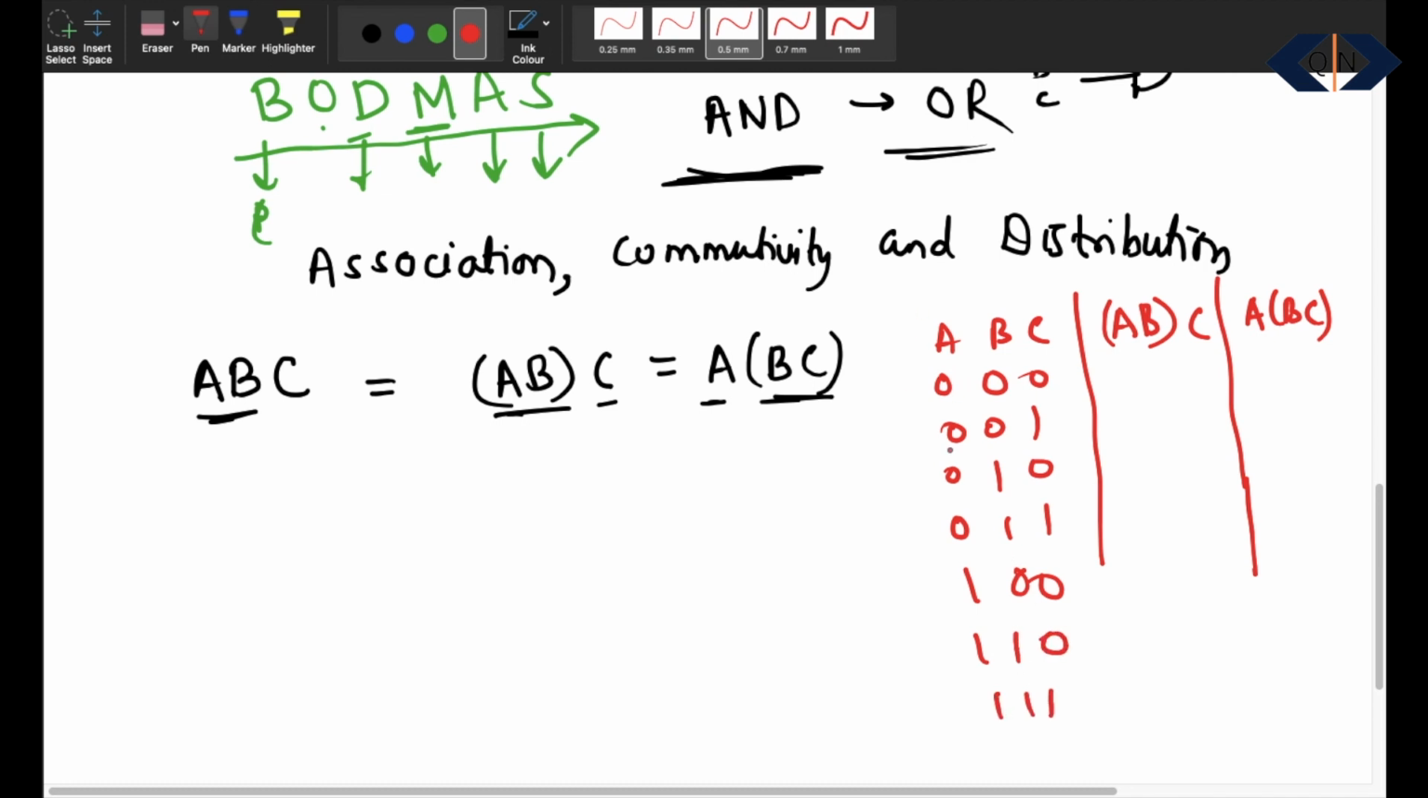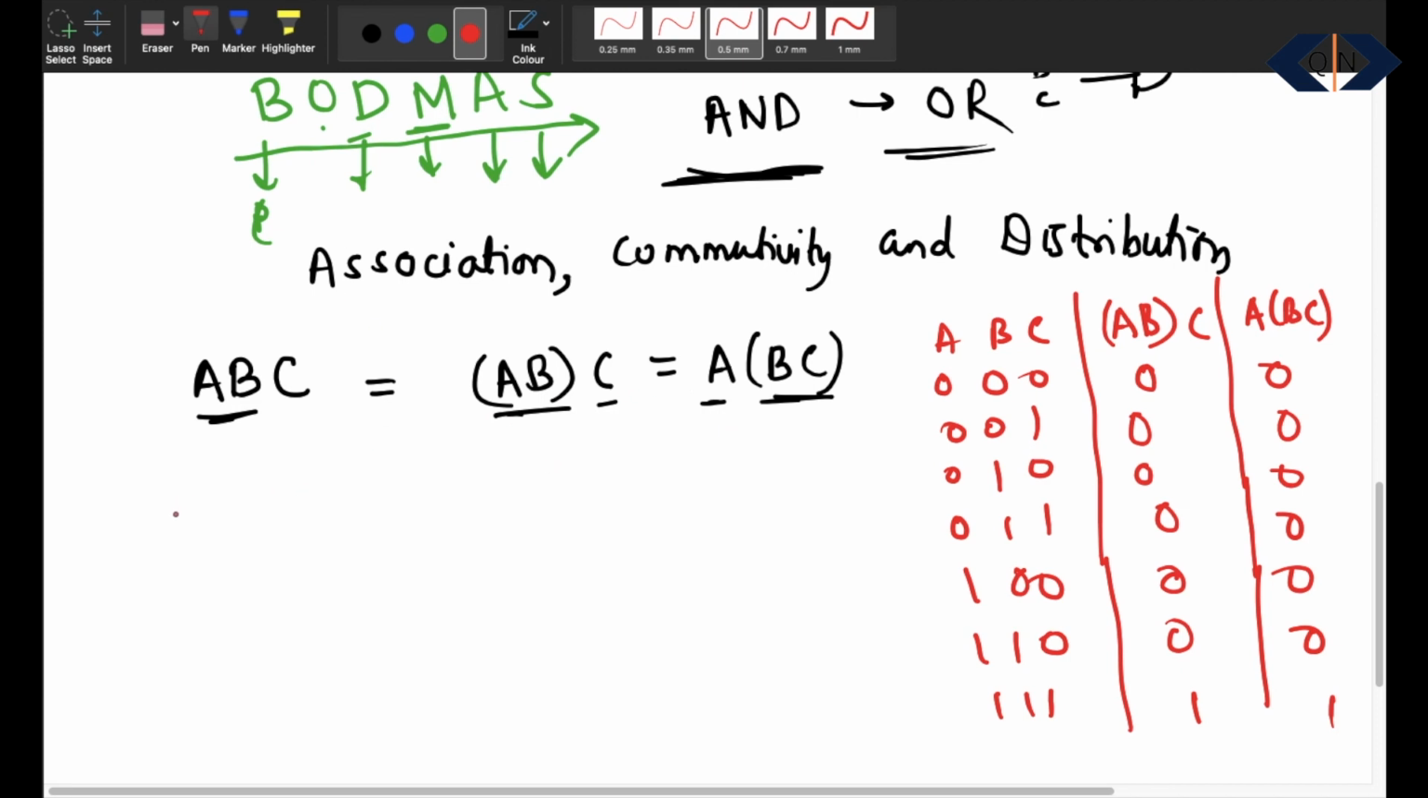0 0 0, 0 0 1, 0 1 0, 0 1 1, then 1 0 0, 1 0 1, 1 1 0, 1 1 1. You can check 0 into 0 is 0, 0 into 1 and 1 into 0, everywhere it will be coming as 0, and here it will be coming as 1, 1. So from here we can see that it is following the associative property.